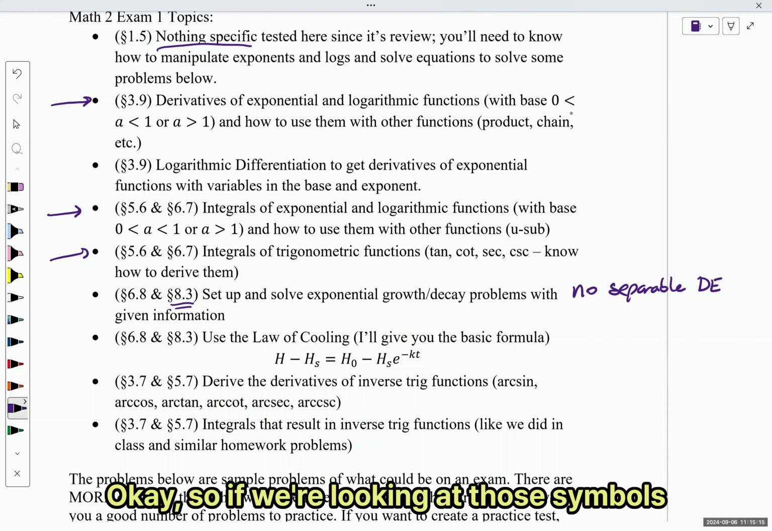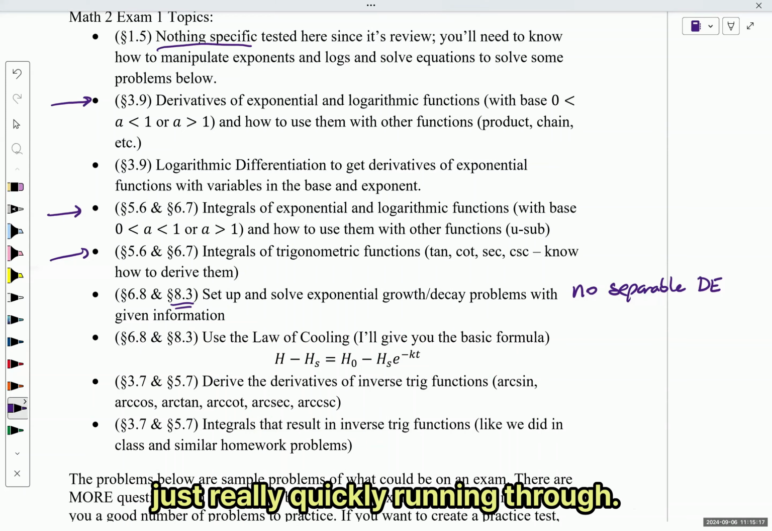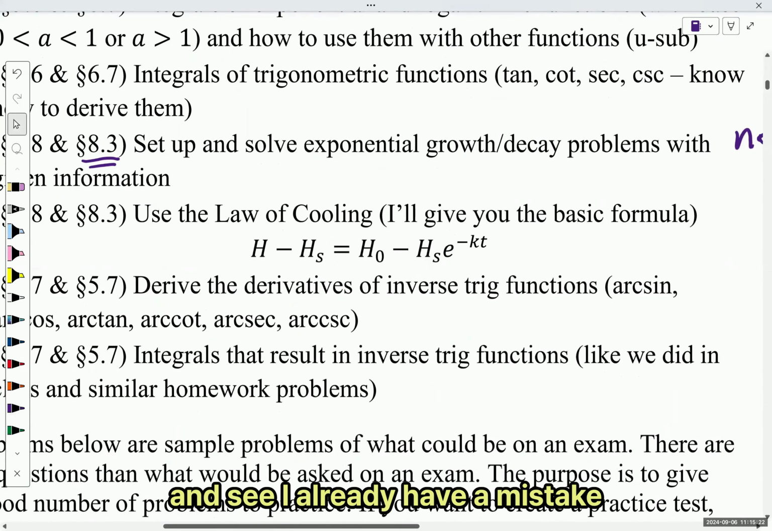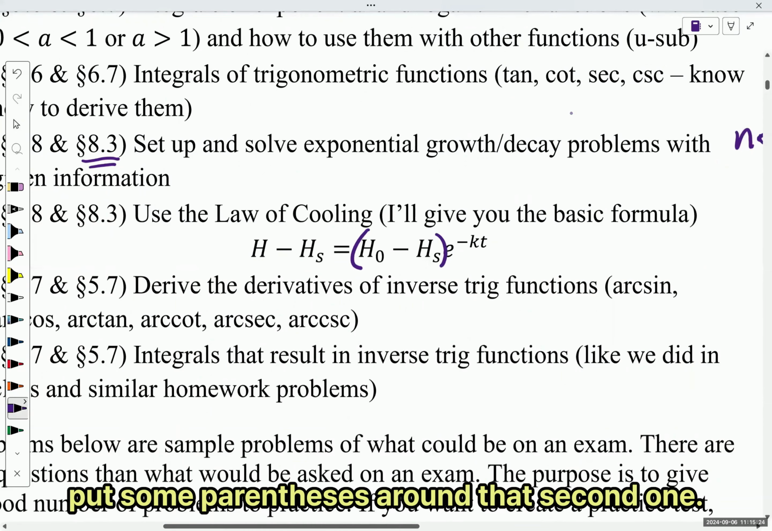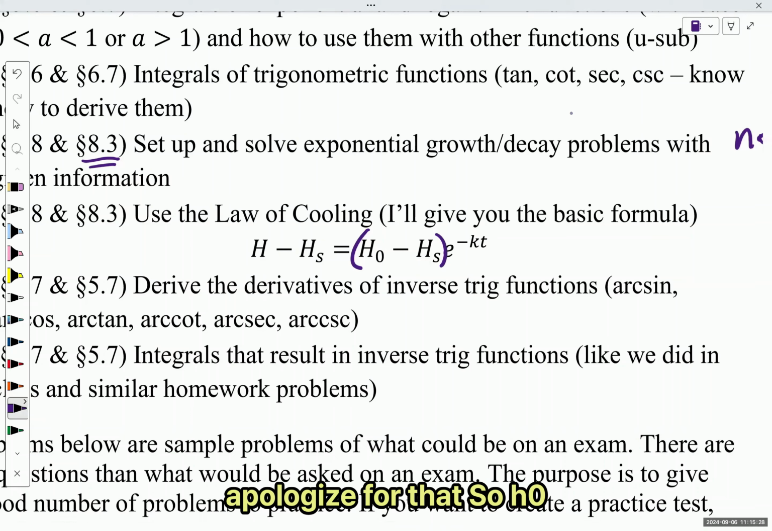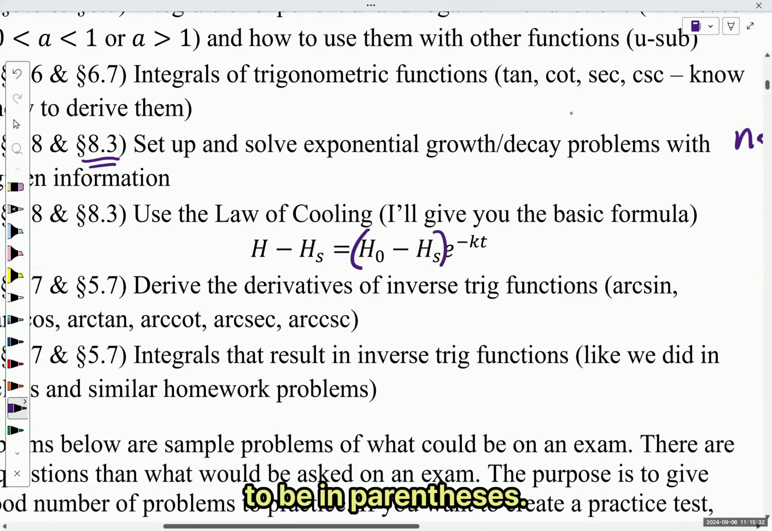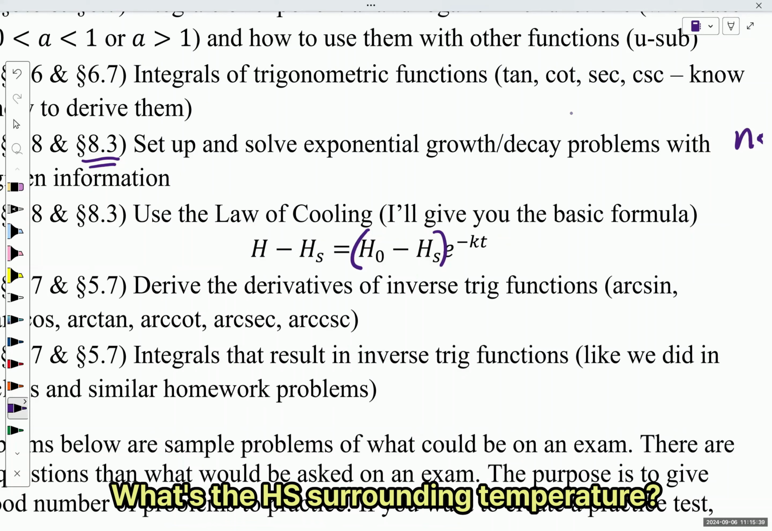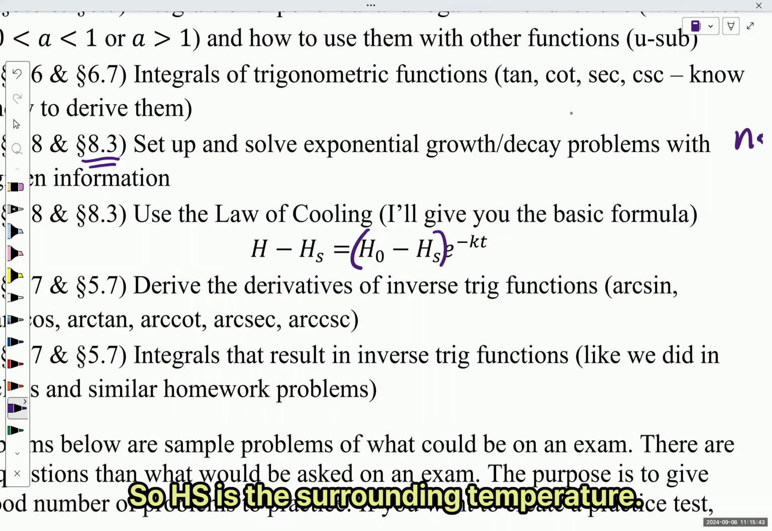So if we're looking at those symbols, just really quickly running through, do you remember? Oh, and see, I already have a mistake. Put some parentheses around that second one. Apologize for that. So H0 minus HS needs to be in parentheses. Do you remember what the symbols stand for? Can we run through them? What's the HS? Surrounding temperature. So HS is the surrounding temperature.